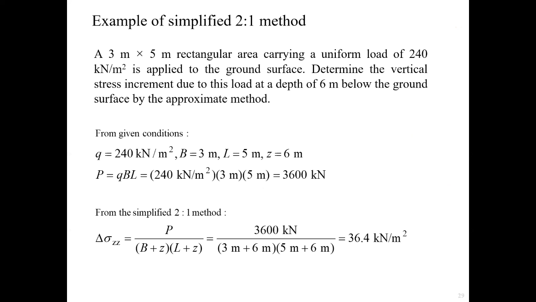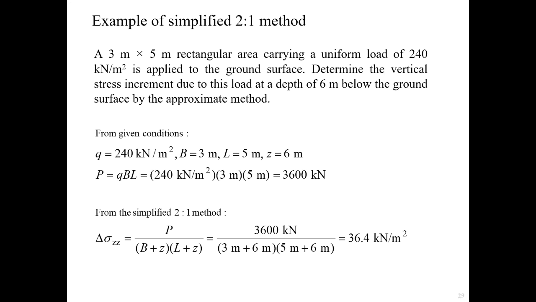So this is the last example of this class, and is to use the simplified 2-to-1 method to calculate the stress increase. We have a 3 by 5 meter rectangular area, carrying a uniform load Q of 240 kilonewton per square meter applied to the ground surface. We are required to calculate the vertical stress increment due to this load at a depth of 6 meters below the ground surface by this simplified method.